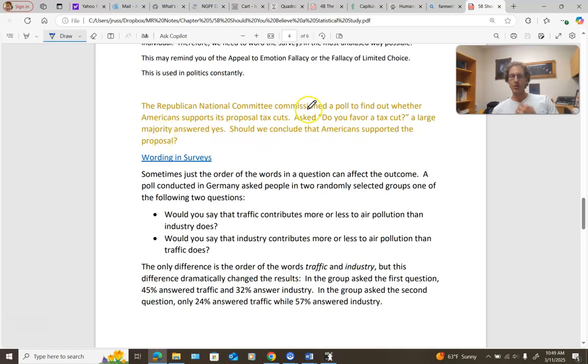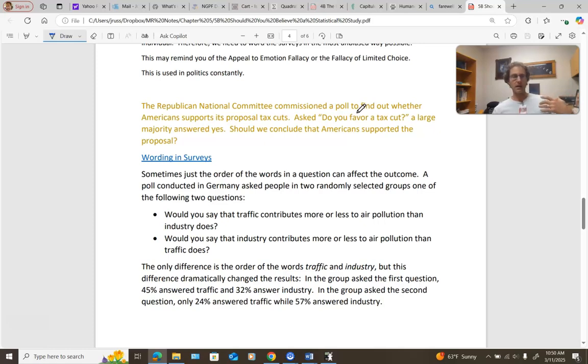Okay. So notice here, the question was very simple. It just said, do you favor a tax cut? And ask yourself, how many people, when asked that, would actually say no? There would be some, and those people are probably individuals that are thinking about, well, what are the repercussions of a tax cut?